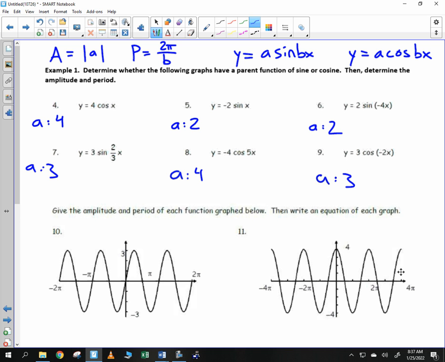So on the test, would you ever write a negative number for amplitude? If you want to get it wrong.